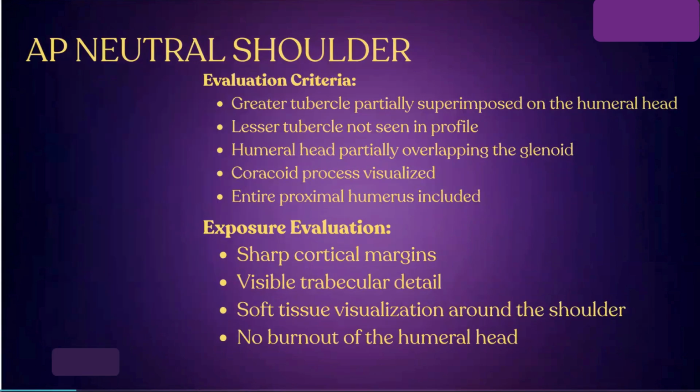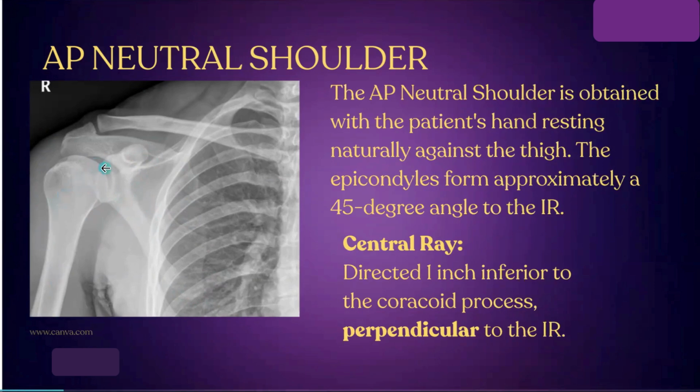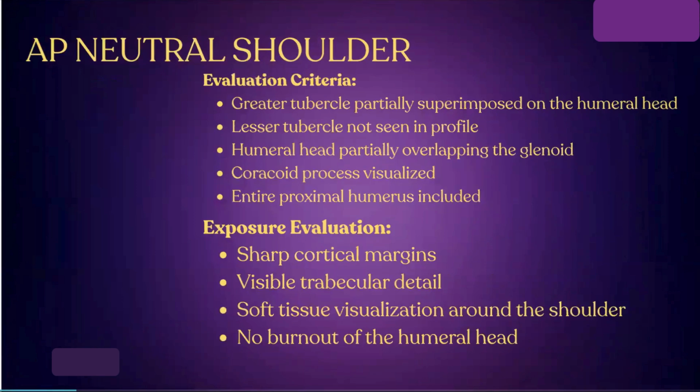So some evaluation criteria, again: the greater tubercle is partially superimposed on the humeral head. The lesser tubercle will not be seen in profile. If it is, then it means that the patient's hand is rotated in. The humeral head will be partially overlapping the glenoid. So let me show you that. You can see how it's partially overlapping the glenoid here. The coracoid process will be visualized, and the entire proximal humerus included.